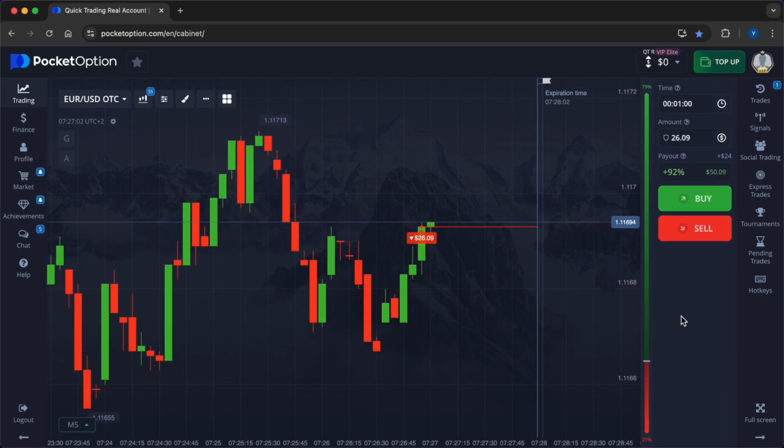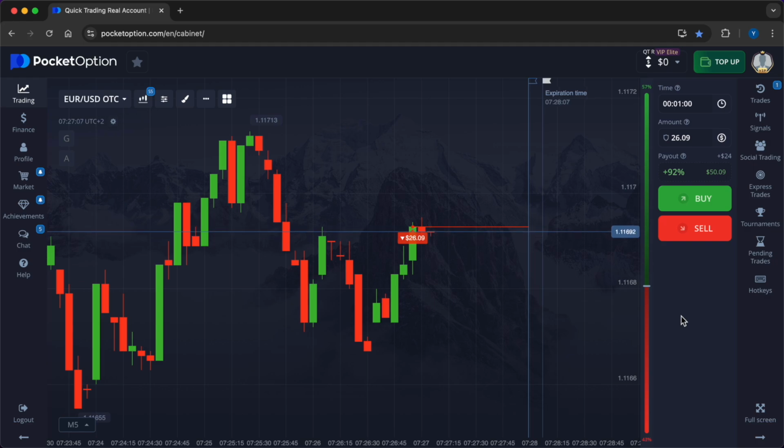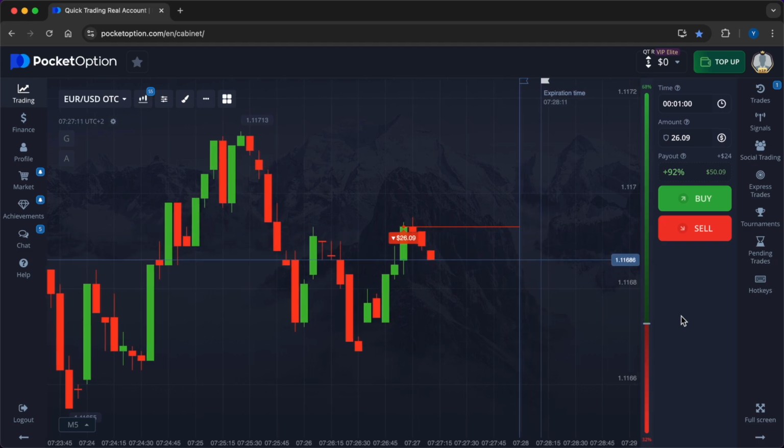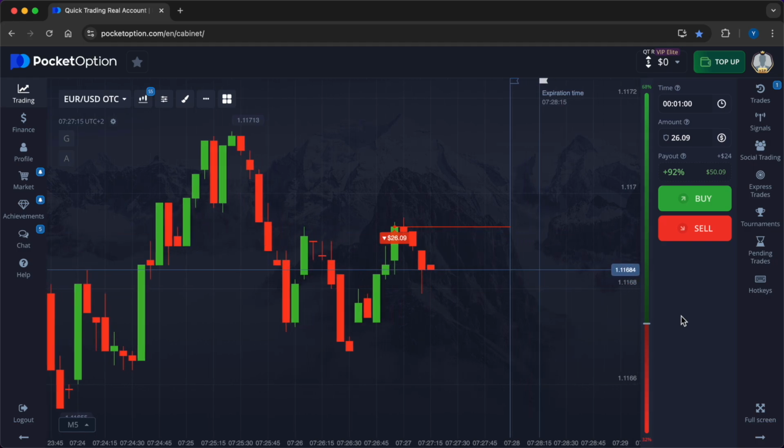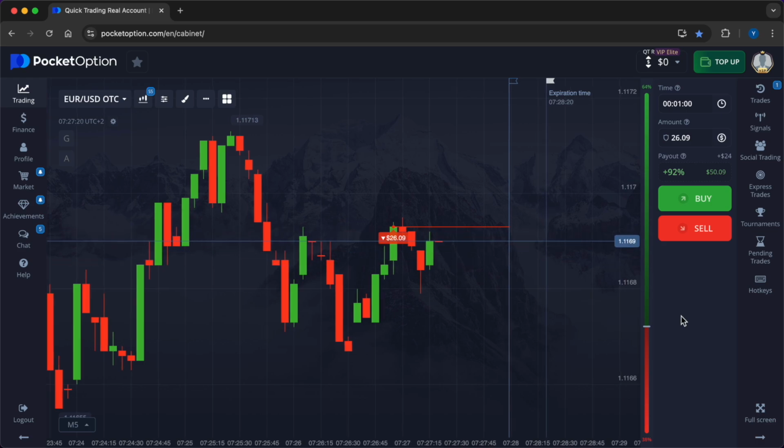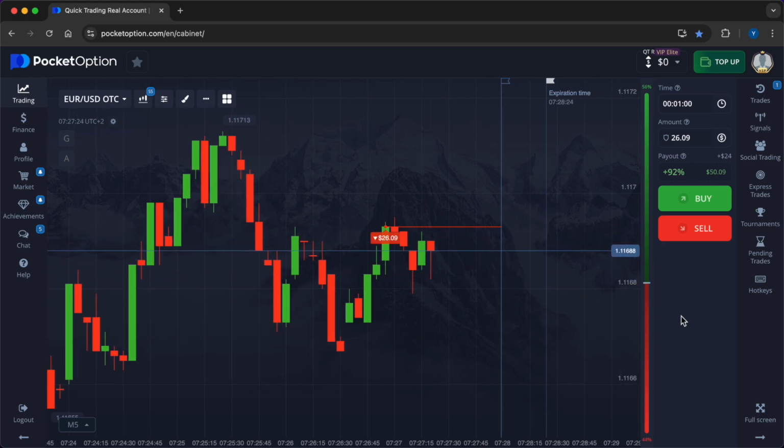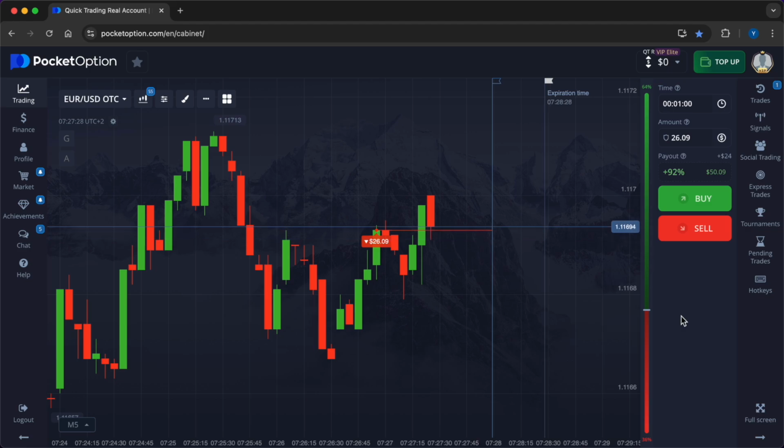Safe haven currencies are those that investors flock to during times of political and economic uncertainty. These include the U.S. dollar USD, the Swiss franc CHF, and the Japanese yen JPY.